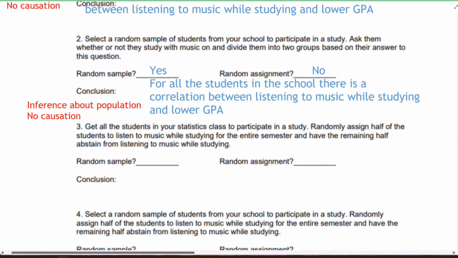Okay, moving on to question 3. Get all the students in the statistics class to participate in the study. So no random sample. We're going to randomly assign half of the students to listen to music while studying for the entire semester. And then we're going to have the other half abstain from listening to music while they study. So this time, even though it's not a random sample, now we're assigning treatments to the subjects.